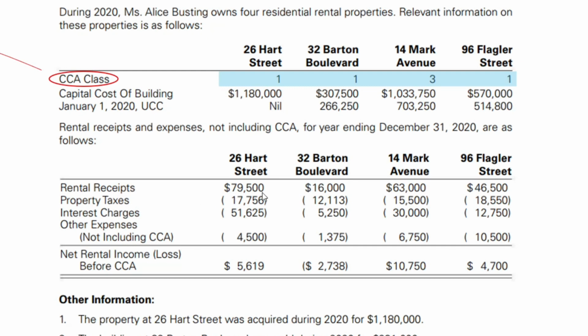So we've got our receipts and our expenses, and down here we are provided with the net rental income of each property, and this is important, it's before CCA. CCA is what you're going to be dealing with and trying to calculate in this question.